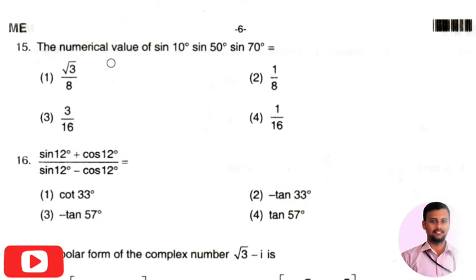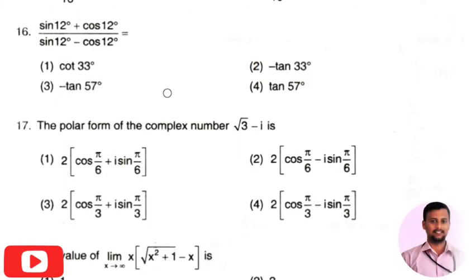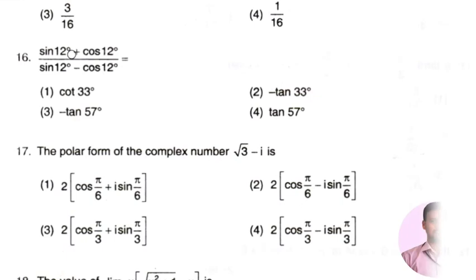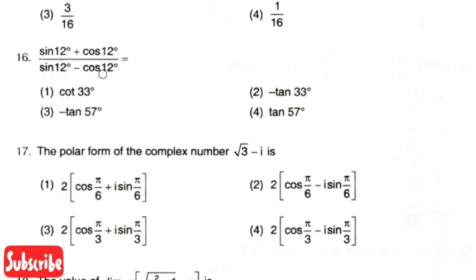The next question is the numerical value of sine 10 degree into sine 50 degree into sine 70 degree is equals to, the right answer is option 2, that is 1 by 8. That is the right answer, that is the numerical value of sine 10 degree into sine 50 into sine 70 degree will be equals to 1 by 8. And the next question is sine 12 degree plus cos 12 degree divided by sine 12 degree minus cos 12 degree will be equals to, the right answer is option 3, that is minus tan 57 degrees.